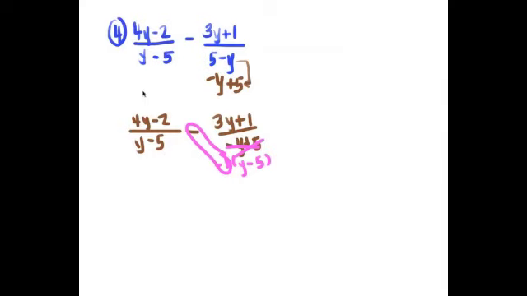Here's what I have now for the problem: 4y minus 2 over y minus 5. This first fraction rarely gets changed. But remember, because I pulled out that negative 1, this turns into a plus now. The numerator is not affected. But the denominator, because you pulled out that negative 1, you're going to observe this new denominator, y minus 5.